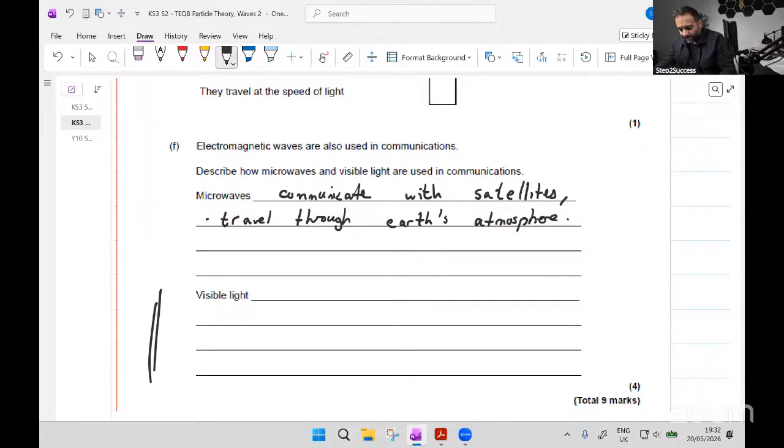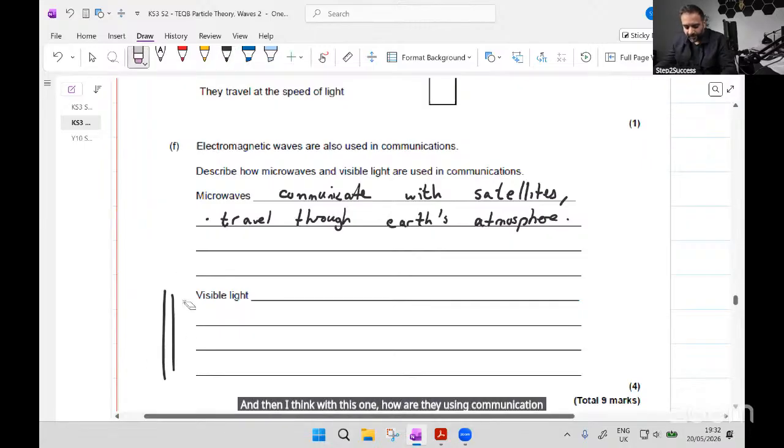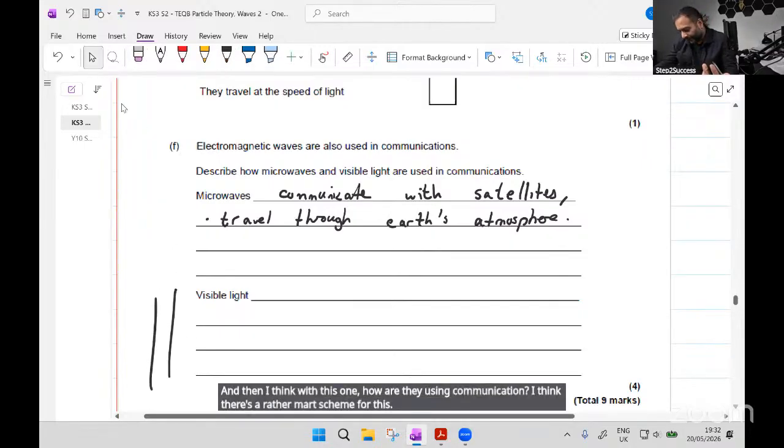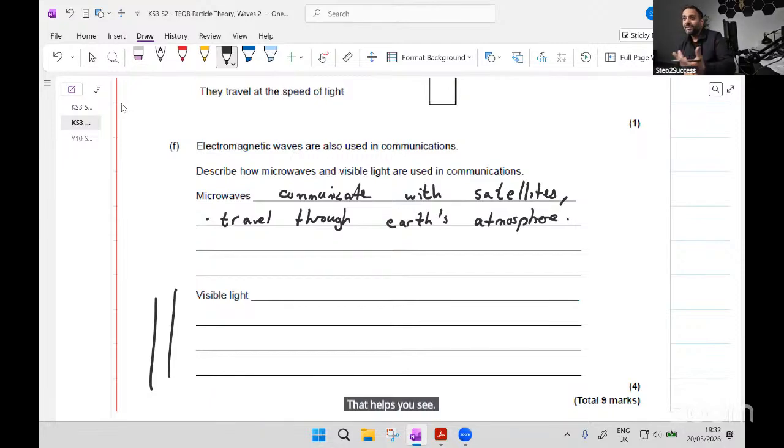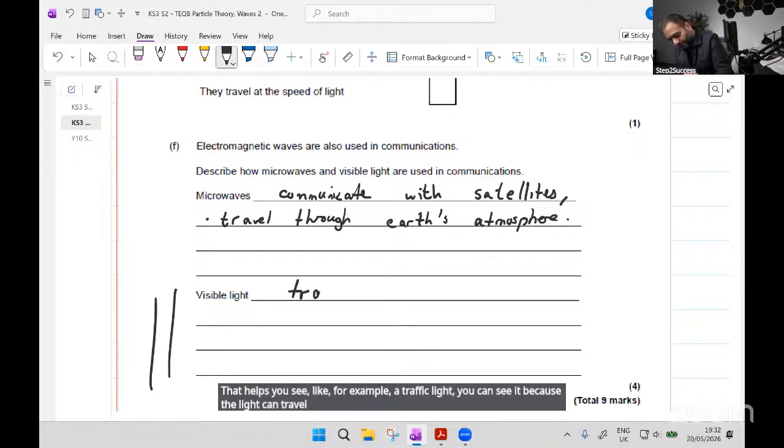And then I think with this one, how are they used in communications? I think I remember the mark scheme for this. I've got it open, but the idea of this is, how is light used for seeing things? It's because it can travel into your eyes and bounce off objects. That helps you see. For example, a traffic light, you can see it because the light can travel in straight lines.